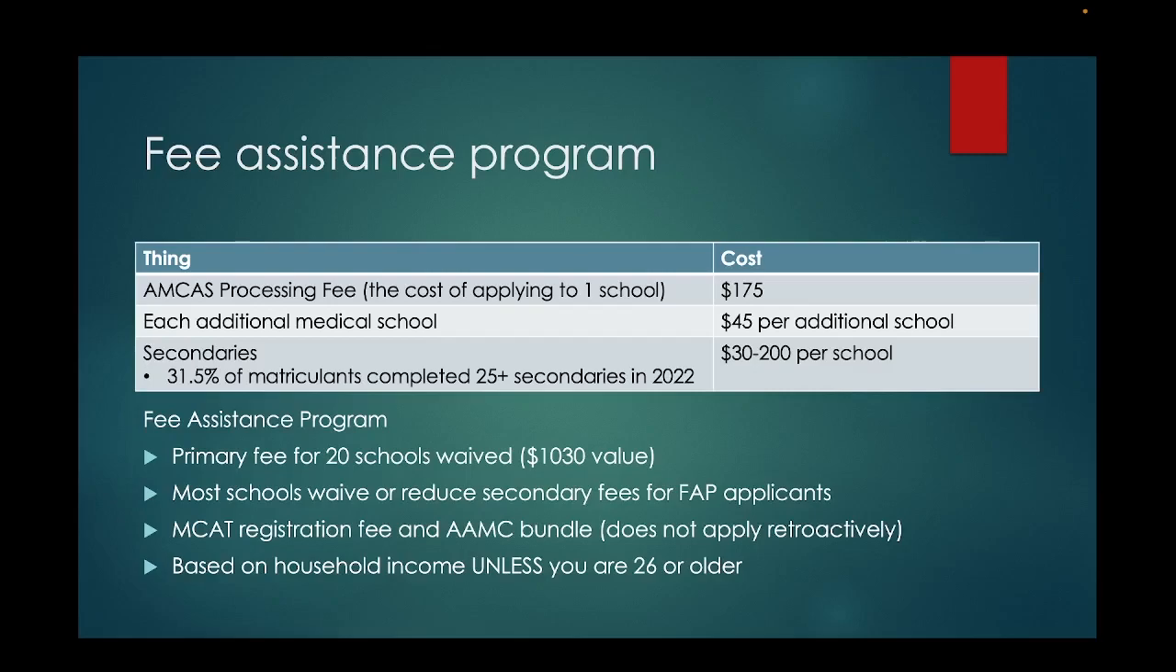It's based on the household income, so parents are included unless you are 26 or older. So if you're about to turn 26, consider waiting until you turn 26 to apply for the fee assistance program. The fee assistance program does not retroactively get applied, however. So make sure you do this before you hit the submit button.